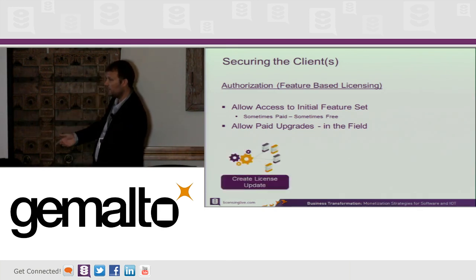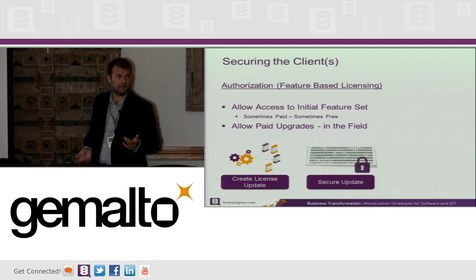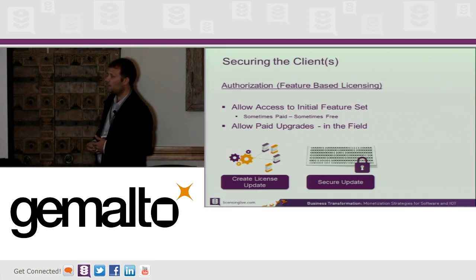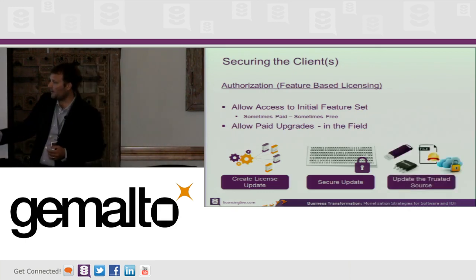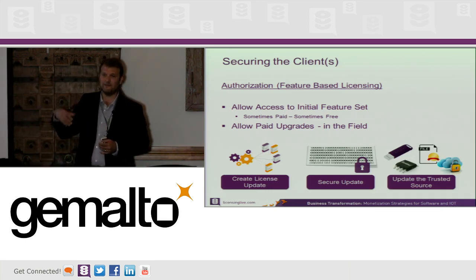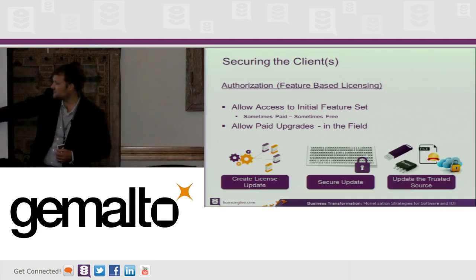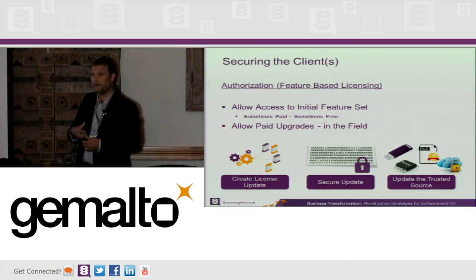Okay, so you have to allow it in the field. So how do you do it securely? You create your license update, whatever that license update is, whatever format it's in, it doesn't matter, but you have to secure that update. We secure our updates by signing and encrypting them using asymmetric RSA keys. And then, of course, the whole concept of a trusted source is that when you decrypt and validate that update, you're doing it inside the scope of your trusted source. You're not doing it outside and then applying an update. You want to do it within the boundaries of the secured environment.